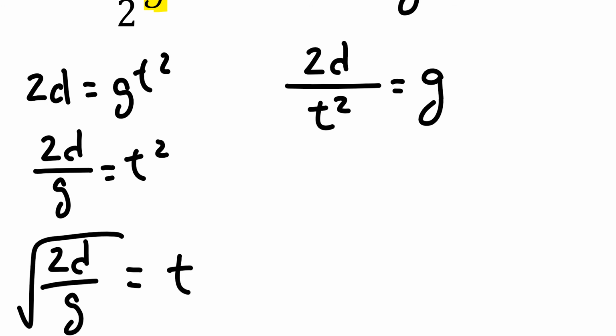I could also consider the negative of that because it could be plus or minus this value. But because we're talking about time here, I'm concerned with time in the future. So I would say t is probably the positive root of 2 times d divided by g.